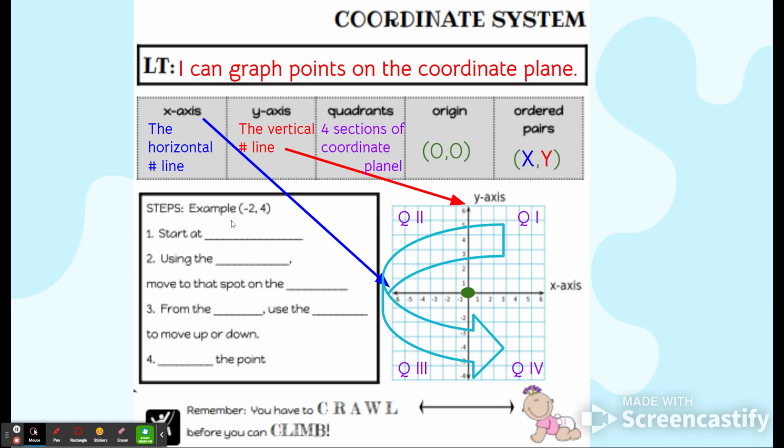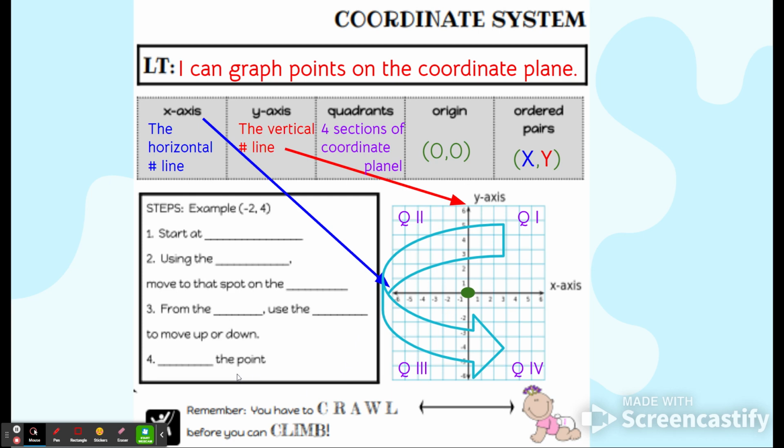So let's look at our example here. We have an example of -2, 4. Those are our two numbers. Remember, our first number is always the x value, okay? And the x is our horizontal number line. The x always comes before the y, just like in the alphabet.